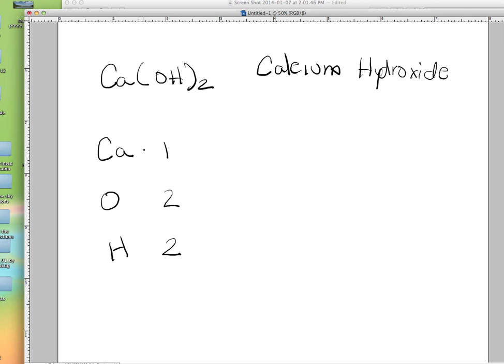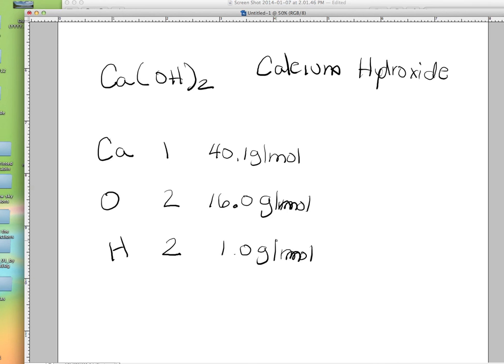Now we can go and look up our masses on our periodic table. I got mine right here. And we're going to look up calcium, and you're going to see that it's 40.08. So we're going to round that to the nearest tenth, and we're going to make it 40.1 grams per mole. And we're going to have oxygen, which is, again, 16.0 grams per mole. Ooh, come on, pen. Work for me. Okay, and we have hydrogen, which is 1 gram per mole. Really, pen? Okay, gram per mole. I'll work on this pen thing.